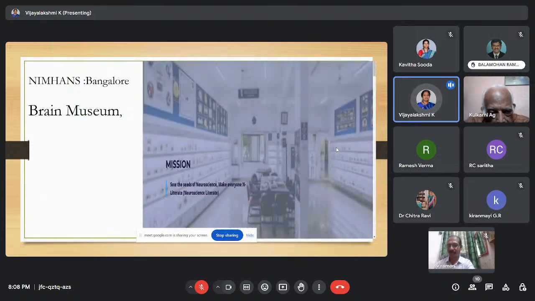Next comes NIMHANS, Bangalore, and here we must visit the Brain Bank, the Brain Museum, where they have kept brains, different diseased brains, and human as well as animal brains. If we want to visit this Brain Museum and don't want any explanation, we can just walk in any time between 9:30 and 4:30. But if we want an explanation from their end, again we have to take an appointment.